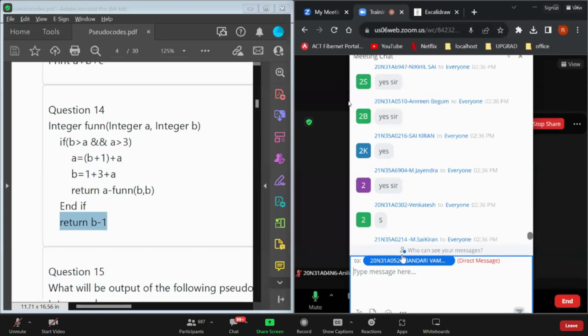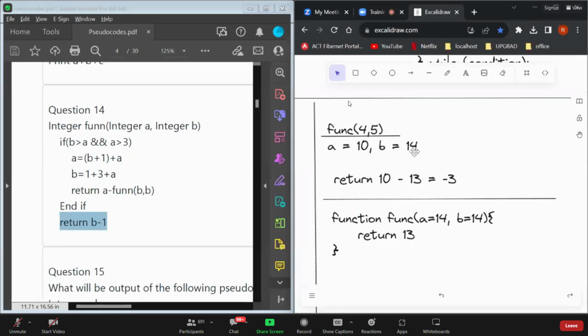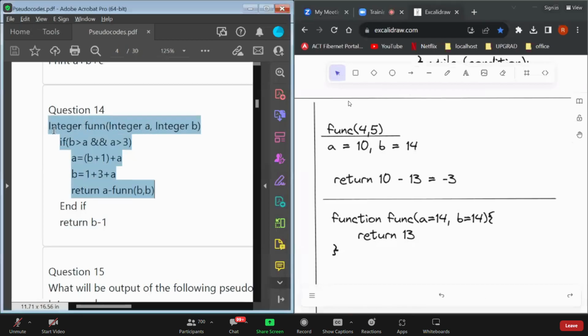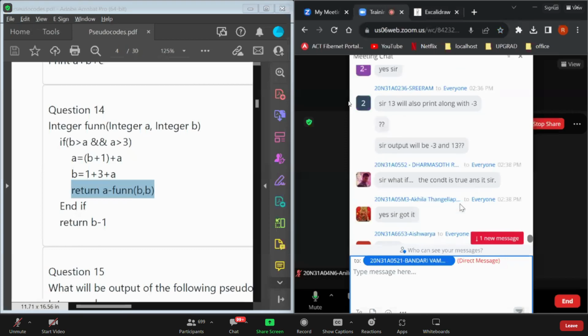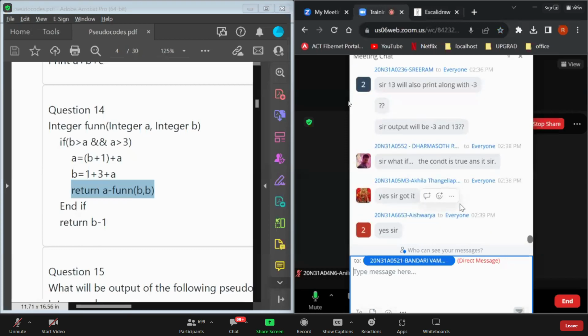No, 13 will not be printed along with minus 3. See, 13 is the answer for function of 14 comma 14. You're just returning it. You're not printing anywhere. So he is just asking what is the answer? What is the final return? The final return would be this one, the one we encountered, 10 minus 13. So your answer will be minus 3, not 13. Output is minus 3.